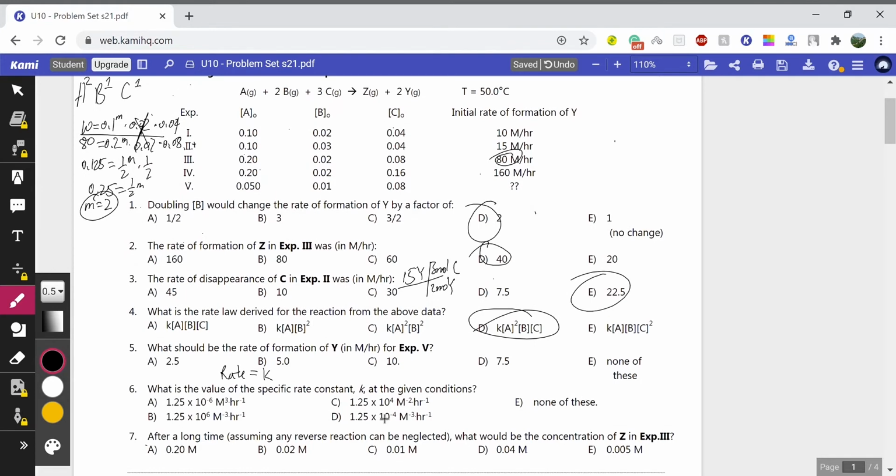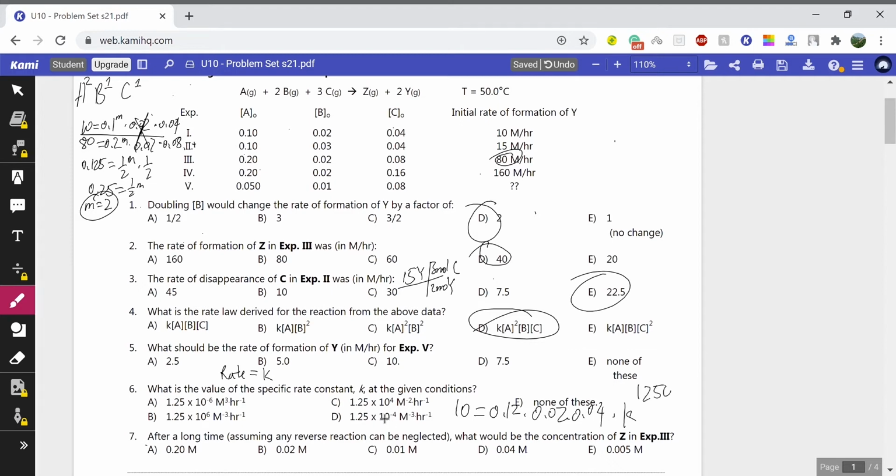Let's do 10 molar per hour is equal to 0.1 squared times 0.02 times 0.04. I'm just using experiment 1 times K. So if you use 10 divided by 0.1 squared, divided by 0.02, divided by 0.04, that'll give us 125,000. So if we do 1.25, it's 1, 2, 3, 4, 5, 6. So 1.25 times 10 to the 6th power.